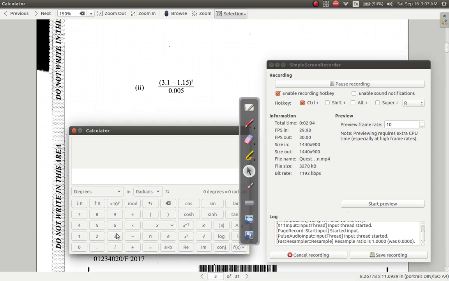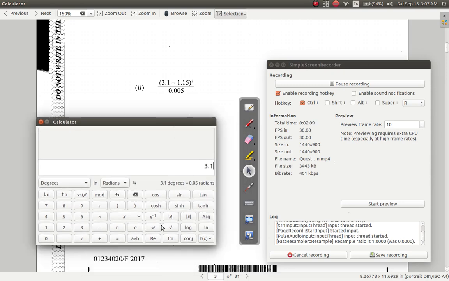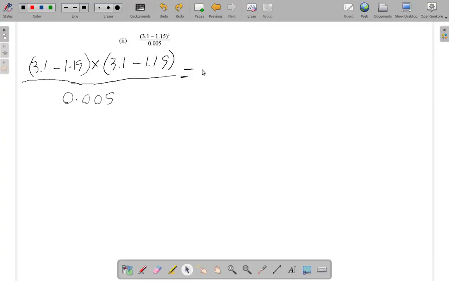I have 3.1 minus 1.15 equals 1.95. So it's going to be 1.95 in this part. Then the multiply by this, you don't have to do it again, it's the same thing.